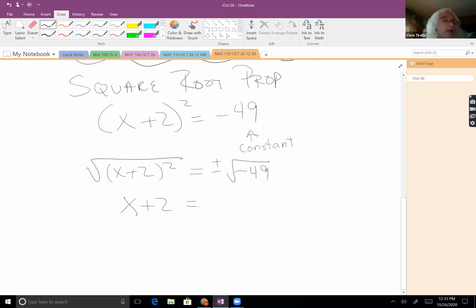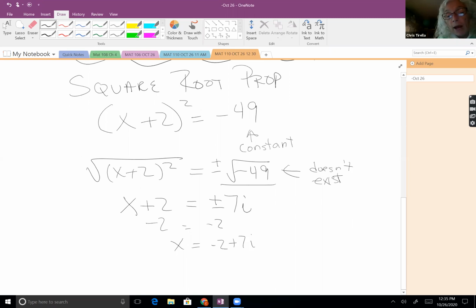Another thing I had concerns with, there weren't a lot, but there were a couple of people who told me that this does not exist. But the problem I have with that is, if we're just looking at real numbers, it doesn't exist. But in this chapter, we expanded our horizons to get imaginary numbers. Realize that you can have imaginary answers now. And so the answers would be negative 2 plus 7i and negative 2 minus 7i.